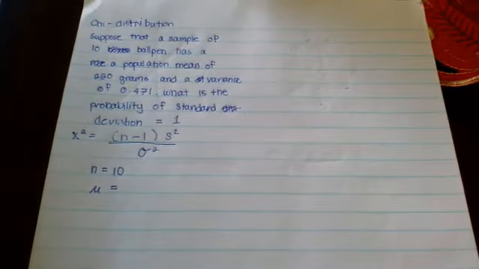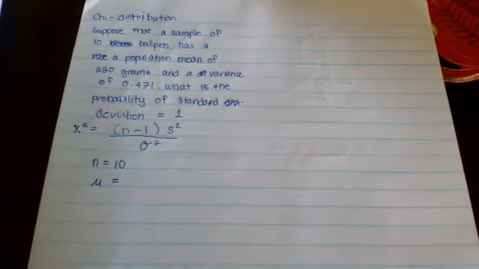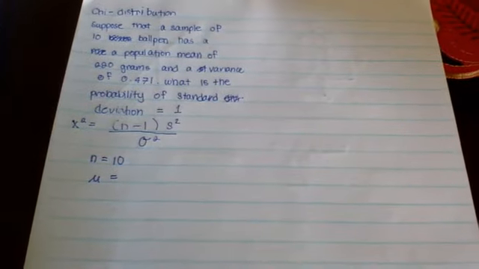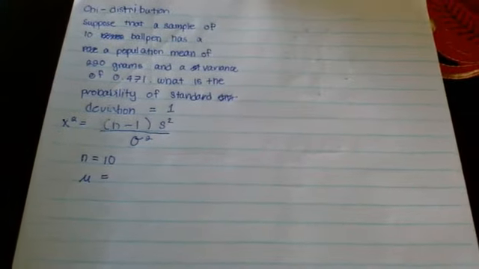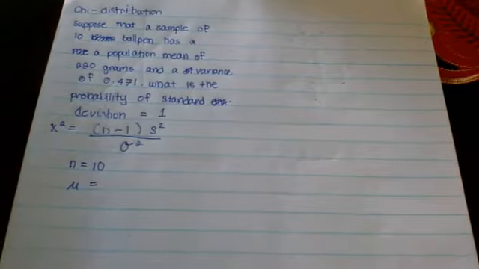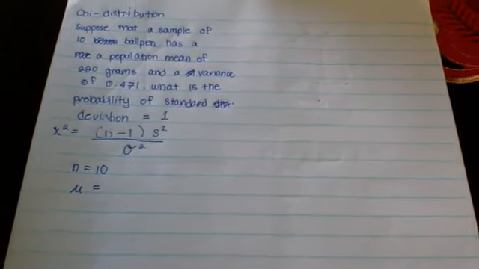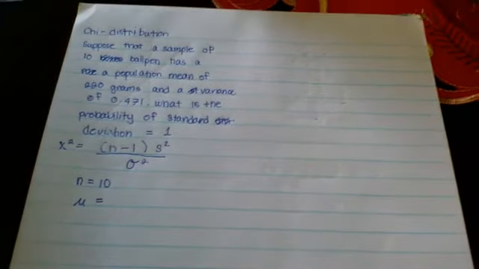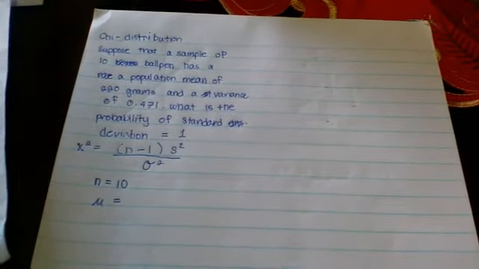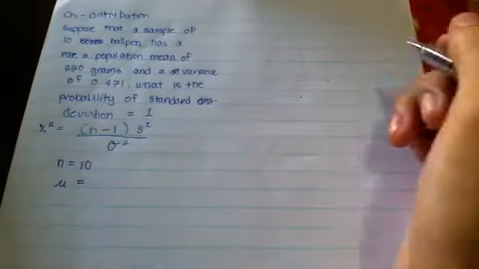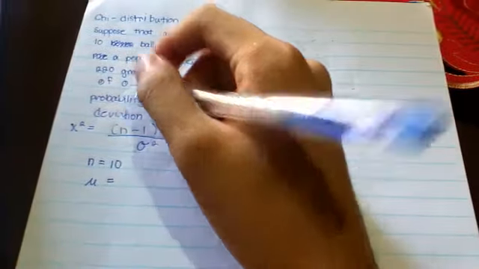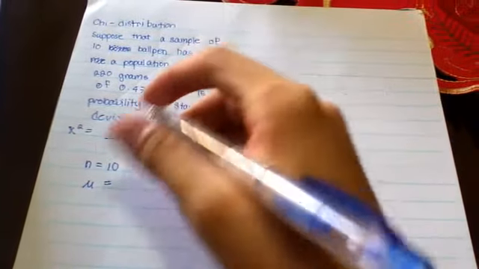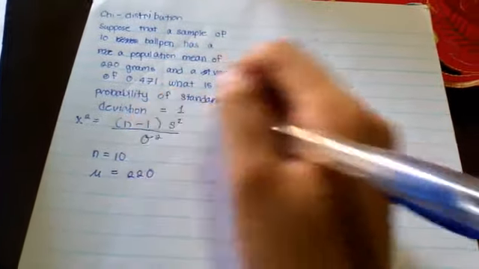Hello. So we're gonna start off with chi distribution. So we have a problem here. Suppose that a sample of 10 ball pens has a population mean of 22 grams and a variance of 0.47 grams. What is the probability of the standard deviation is equal to 1? So first things first, we start off with the equation, which is s squared and mu squared. So we identified the sample is equal to 10 and the mean is equal to 22 grams.